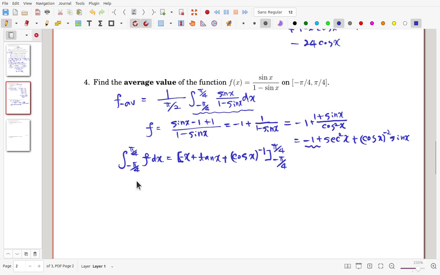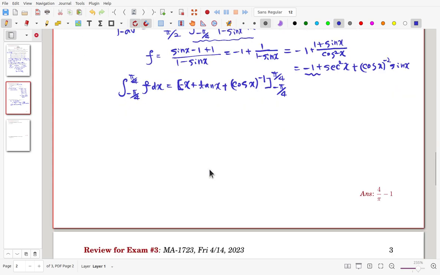Okay, and this integral is measured, and then divided by pi over 2, you can get the average value here. You can check it easily. That is the same as 4 over pi minus 1.